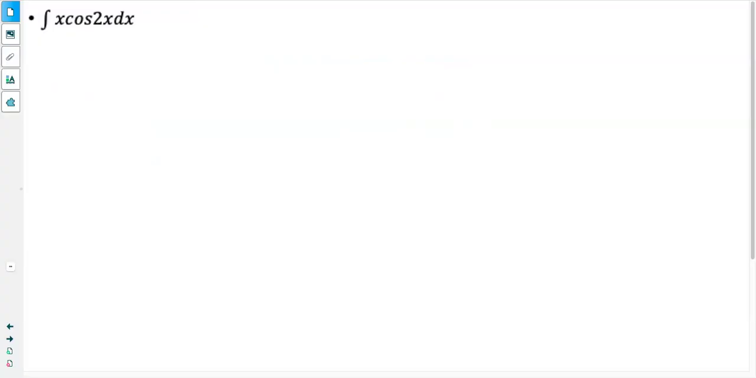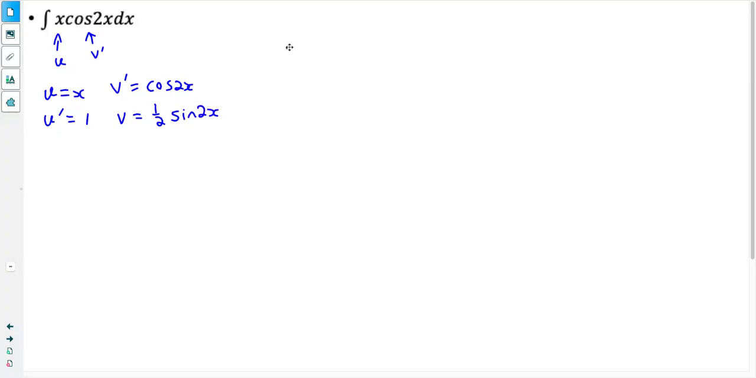Okay, next example, we've got our integral of x times cos 2x dx. Now, this is a polynomial, this is trig. With our LIPIT, trig is last, so we know that this is v prime, while this is u. So we have u is equal to x, and v prime is equal to cos of 2x. Now, our derivative of u would just be 1. Our antiderivative of v would be 1/2 times sine 2x.